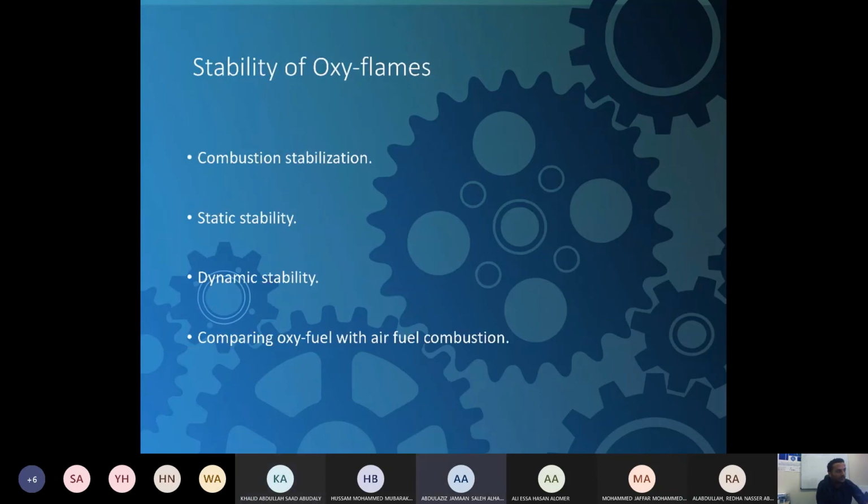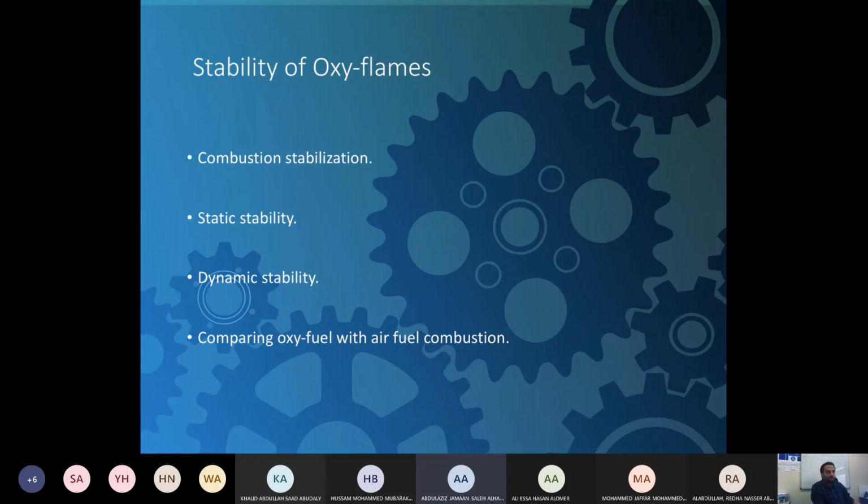Second, the stability of oxy flames. Combustion stabilization is one of the bottlenecks for oxy-combustion technology in making its way to replace air-based combustion technology. There are a number of effective factors for flame stability, including composition, manner of fuel and oxidizer mixture introduction in the combustor, turbulence level, and burner design.